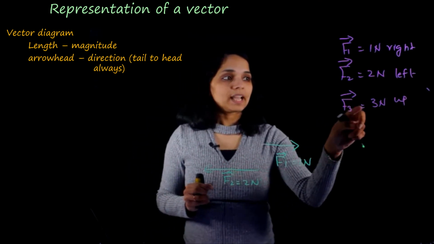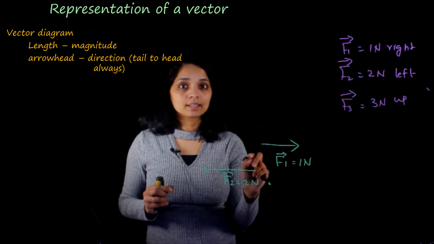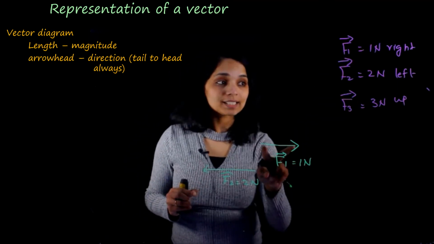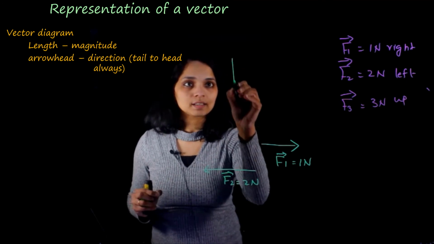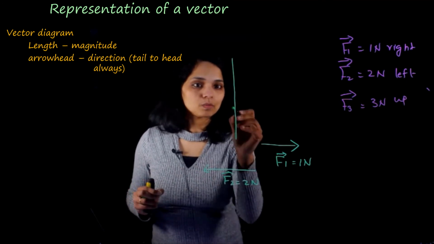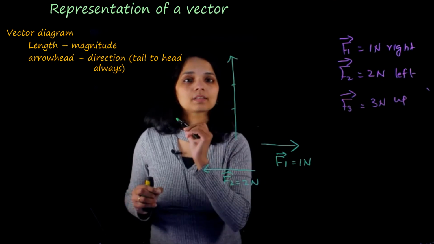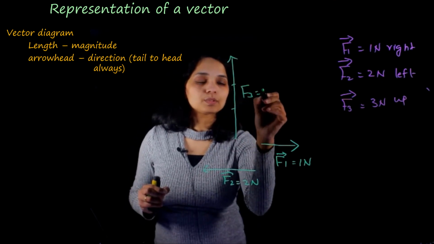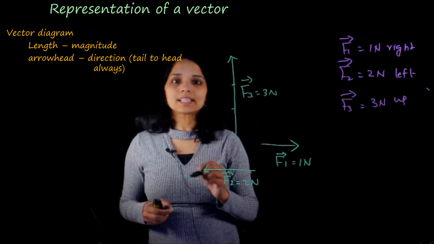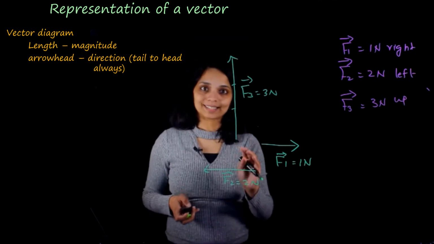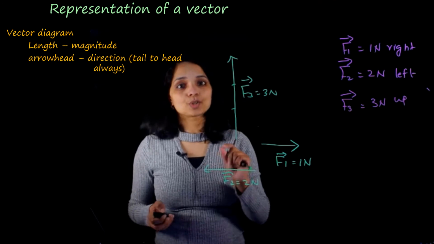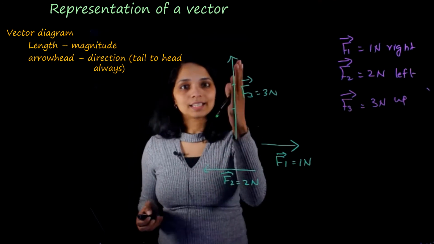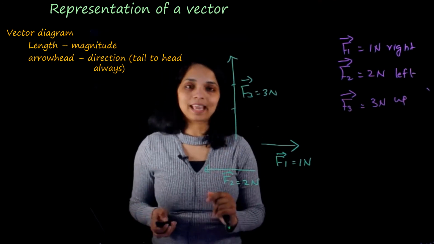And the third vector F3, 3 Newton upwards, the length should be thrice this one and the arrow should point upwards. So that's something like 1, 2, 3. That's 3 Newton upwards. This is how we represent vectors appropriately using the arrow. The length of the arrow shows the magnitude and the direction is given by the arrowhead.